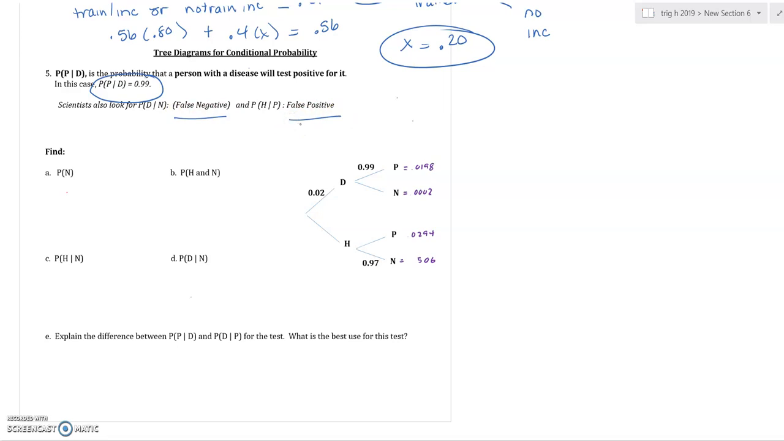A false negative is where they say, you do not have the disease, but you do. Here, let me write it down. A false negative means the probability that you have the disease given the test is negative. Probability of having the disease given negative. And then probability of H given P, that's a false positive, or the probability that you are healthy given the test is positive.